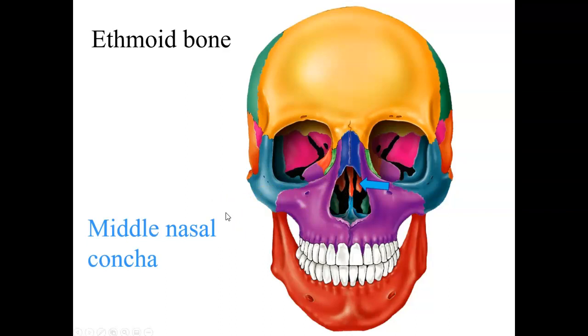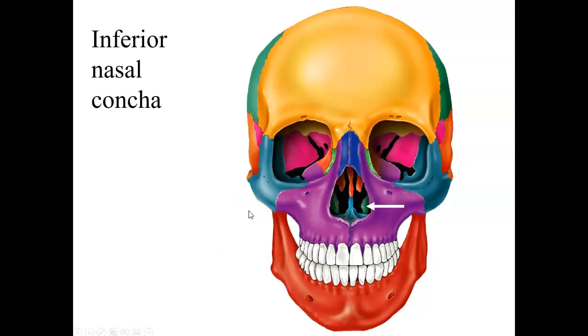Associated with the ethmoid bone is the middle nasal concha. Conchae is plural, concha is singular. You do have one on each side. We do have another additional bone called the inferior nasal concha. You have one on each side, left and right.